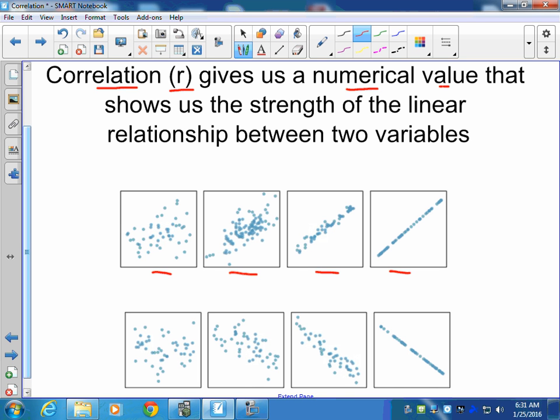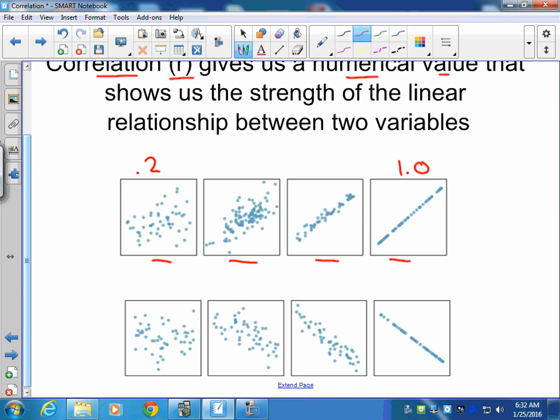So looking down at this lower one, this one might have an R value of about 0.2, all the way up to the upper one at 1.0. So we're really looking at that scale of values for R overall. And then R can also be negative. So this one could be down around negative 0.1, all the way up to negative 1.0. We'll talk more about the scale of R when we look at the calculation and work through some of our values.